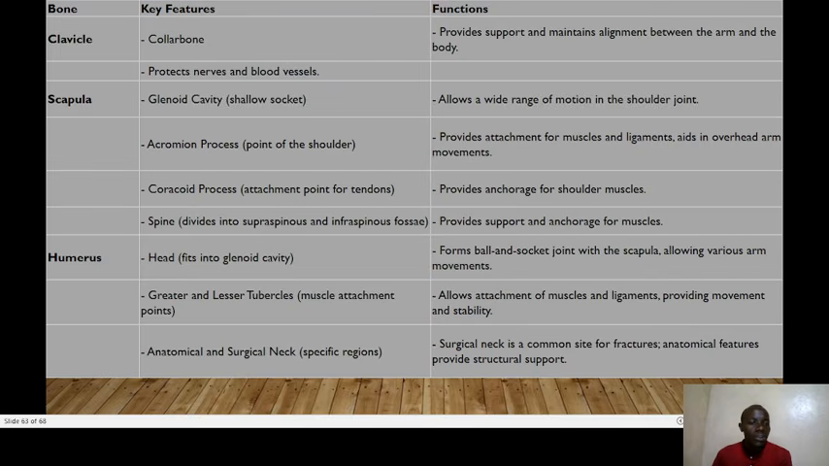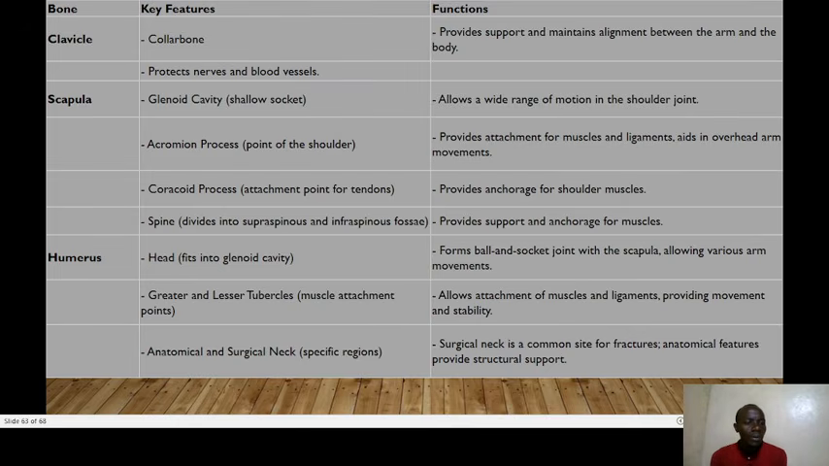We have the acromion process. This is the point of the shoulder. It provides attachment for muscles and ligaments and aids in overhead arm movements. We have the coracoid process, an attachment point for the tendons. This one provides anchorage for the shoulder muscles. Then you have the spine, which divides into the supraspinous and infraspinous fossae and provides support and anchorage for the muscles.